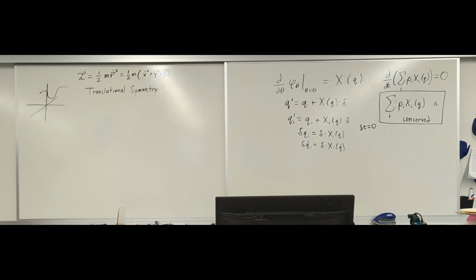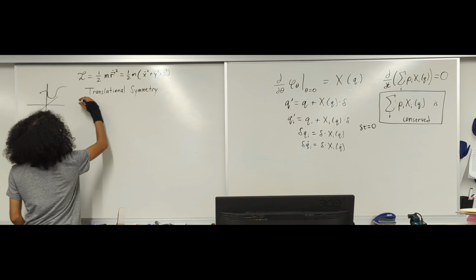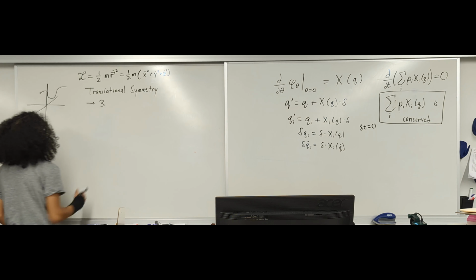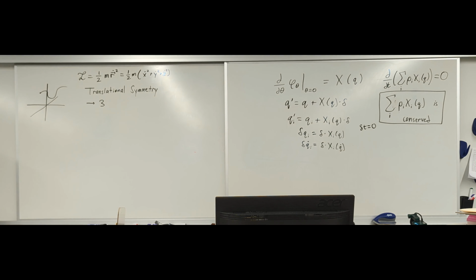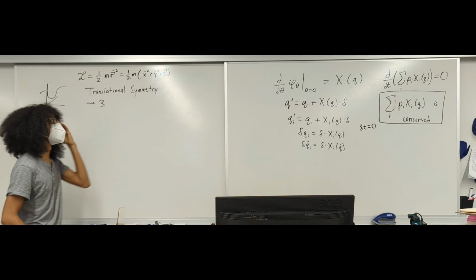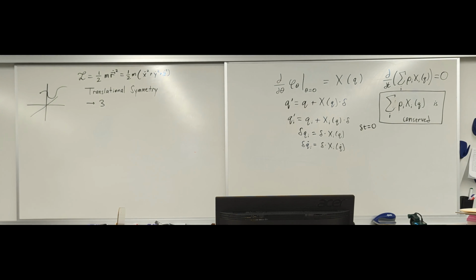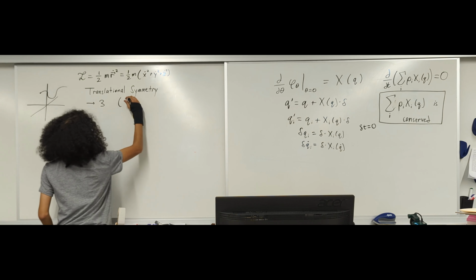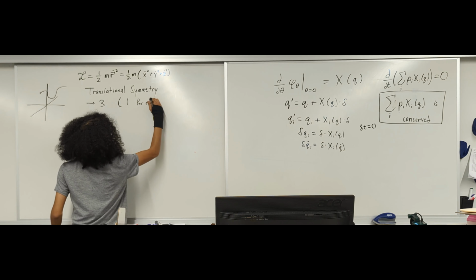In particular, how many different types of translational symmetries do we have for this? Think about breaking it down into the number of real parameters. There would be 3 translational symmetries. Why 3? Because that's the number of dimensions in a given 3-dimensional space. Exactly. You can think of it as 1 for x, 1 for y, and 1 for z, just moving it along those particular directions. So 1 for each dimension.